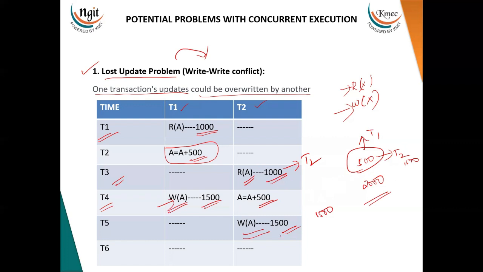Clear. So why has this kind of mismatch occurred? One transaction has overwritten the execution of another transaction. And this is known as what? Lost update problem.